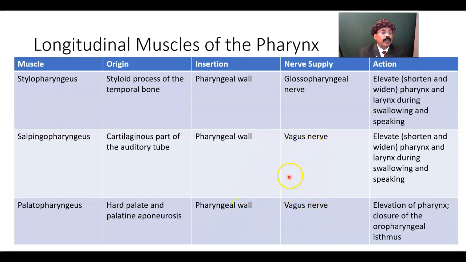These two are innervated by the vagus nerve. But the stylopharyngeus is very important. That is a derivative of the third pharyngeal arch, so it is innervated by the ninth cranial nerve, the glossopharyngeal nerve. You must remember that the nerve supply of the stylopharyngeus is not the vagus nerve but the ninth cranial nerve, the glossopharyngeal nerve.